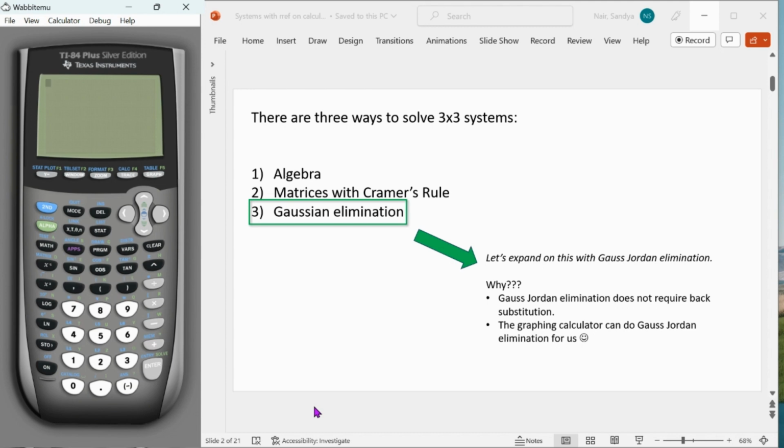So why do we even do this? Why do we have a whole other system? The reason we have this is because Gauss Jordan elimination does not require back substitution. Remember, in Gaussian elimination, we were transforming our matrix to row echelon form, and then writing out the equations and then solving our equations. Well, that whole solving our equations part is not needed in Gauss Jordan elimination. Another advantage of this is that our graphing calculator can actually do Gauss Jordan elimination for us.